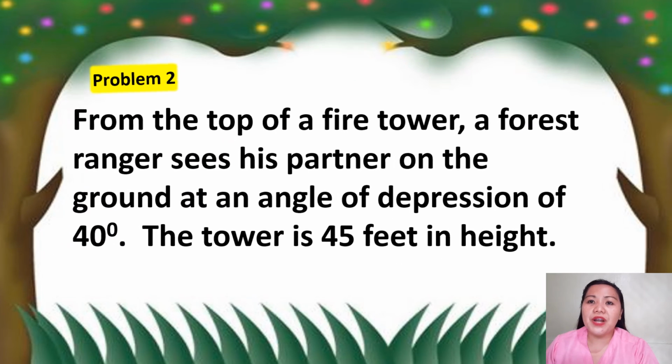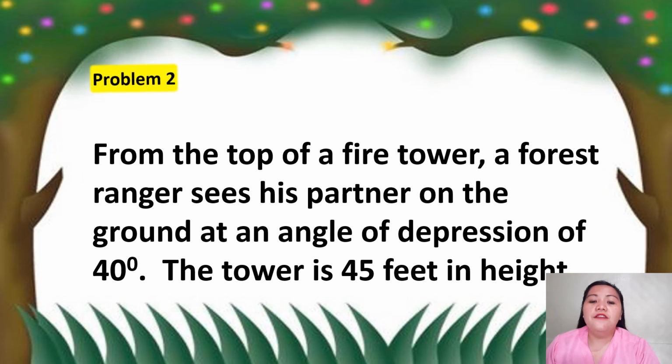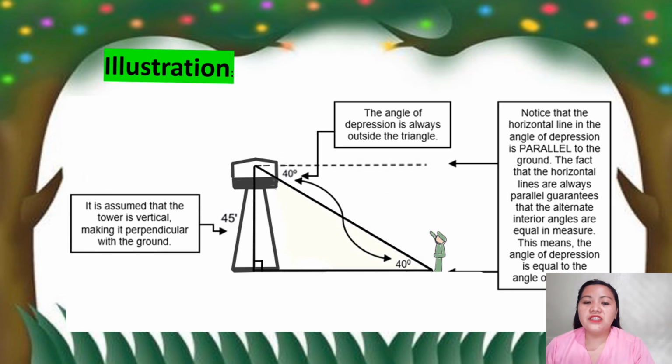Another problem, problem number 2. From the top of a fire tower, a forest ranger sees his partner on the ground at an angle of depression of 40 degrees. The tower is 45 feet in height. This is the illustration for problem number 2.